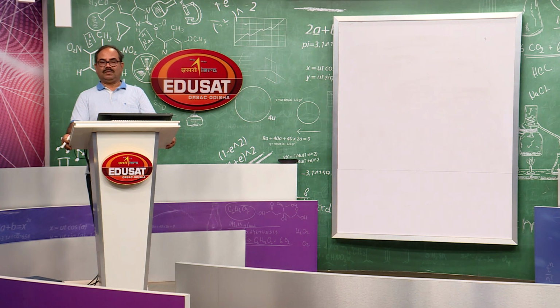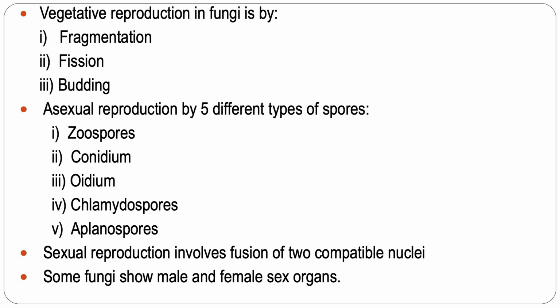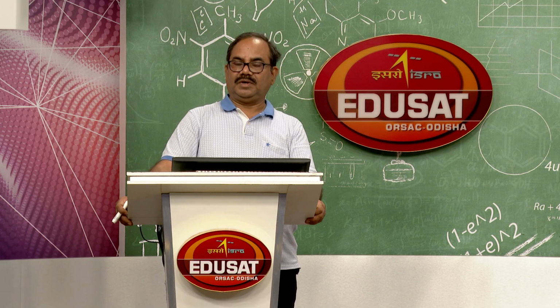Then oidium is also a spore using which they can germinate into an individual fungus under favorable conditions. Chlamydospores have no flagella and are thick-walled, oval shaped, and aplanospores have thick walls surrounding them. Sexual reproduction includes fusion of two compatible nuclei. These fungi show two different types of conditions.